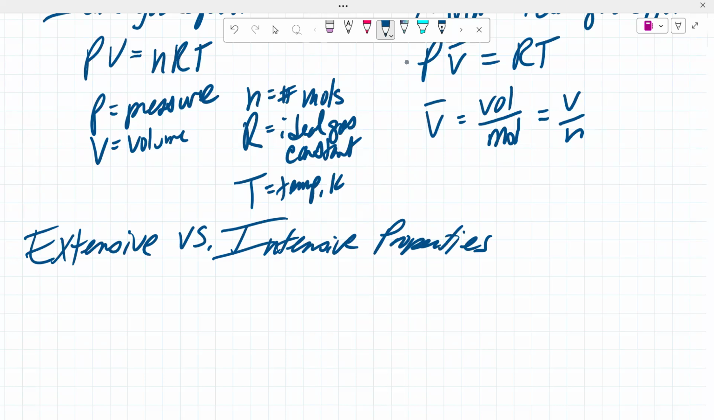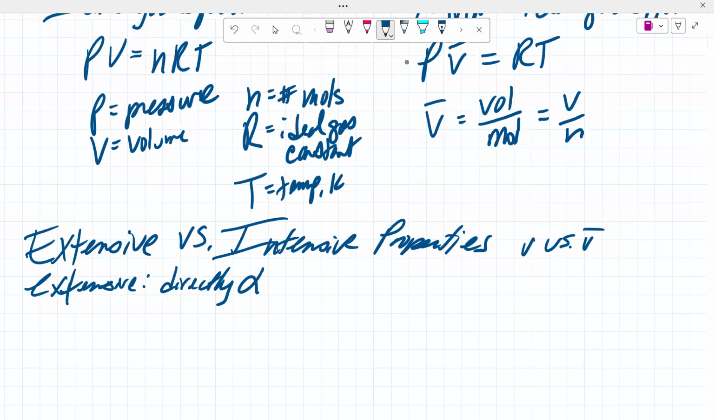So this is, in other words, V versus V bar. So an extensive property means that it's directly proportional to the size of the system. This thing that looks like an alpha is the proportionality symbol, directly proportional to the size of the system. For example, volume. Obviously, the volume depends on the size of the system.